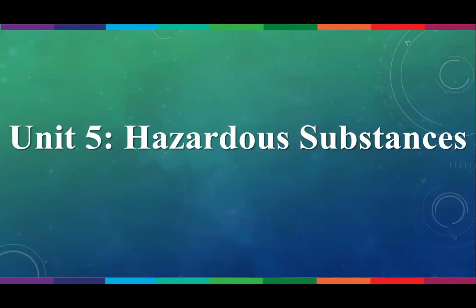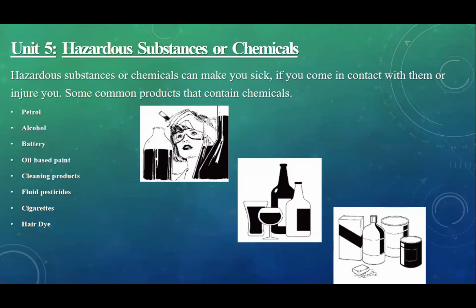Now our fifth unit is about hazardous substances. So let's go through it. Hazardous substances or chemicals can make you sick if you come in contact with them, or injure you. Some common products that contain chemicals are petrol, alcohol, battery, oil-based paint, cleaning products, fluid, pesticides, cigarettes, hair dye, etc. So these are just a list of the products which contain hazardous substances or chemicals.